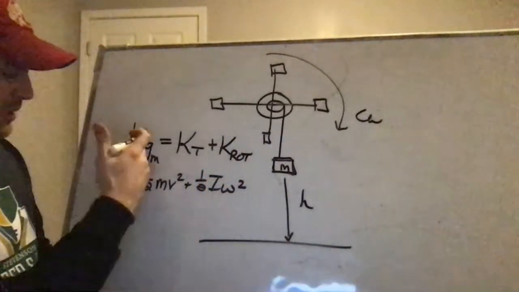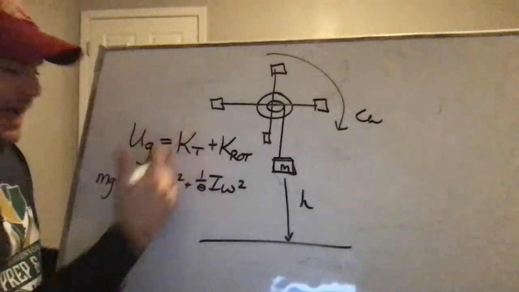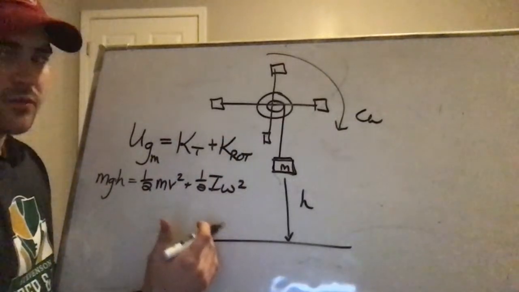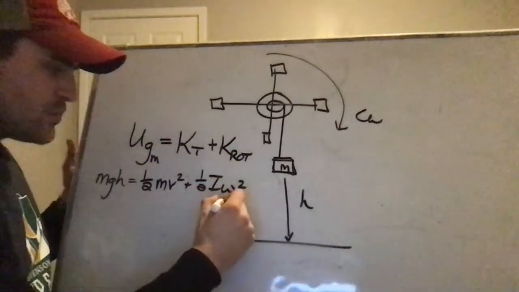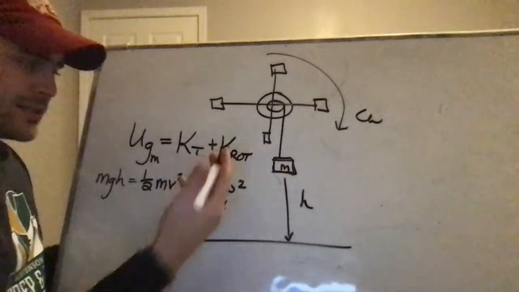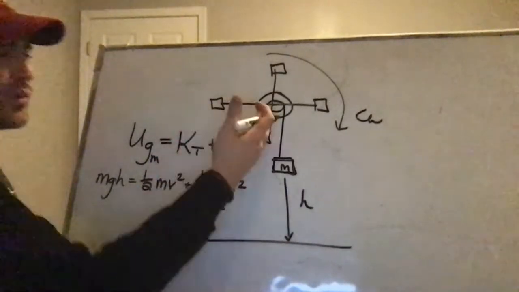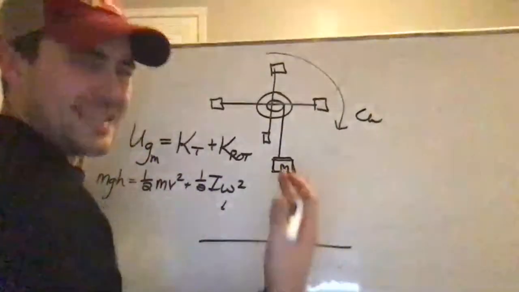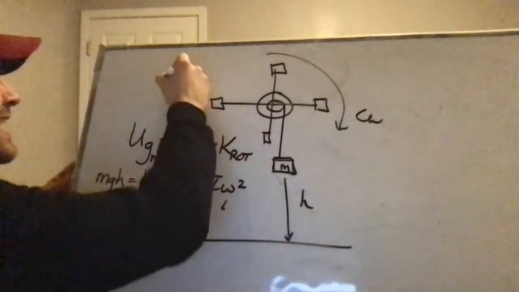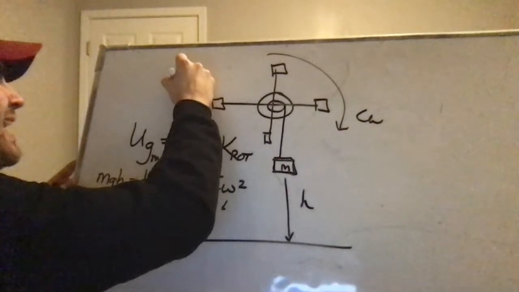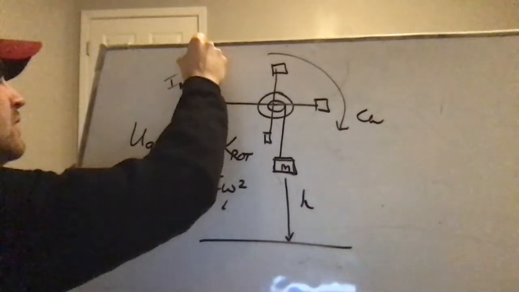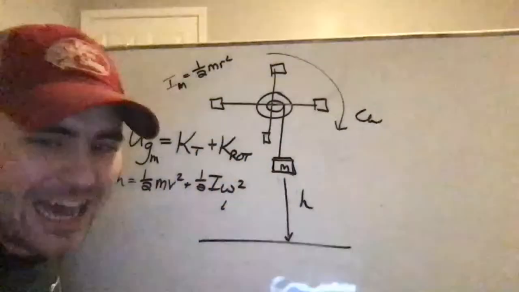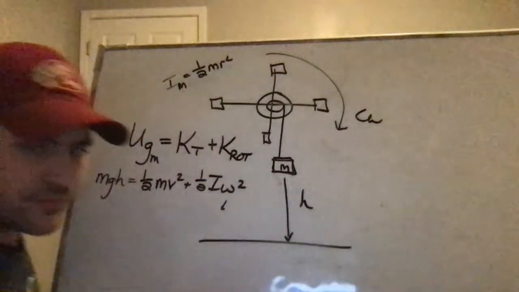Okay, so I've gone ahead and plugged in mgh for UG, I've plugged in 1/2 mv squared for KT, and I've plugged in 1/2 I omega squared for rotational. Let's keep going. Let's bridge this over to v over R. Let's change my I value into, I'm not sure what the windmill is, but let's for now just call it a hollow sphere. I'm sorry, a hollow disc. Let's just make it up. Let's just say that the I of the windmill, I of the mill, is equal to 1/2 mr squared. I know it's not.